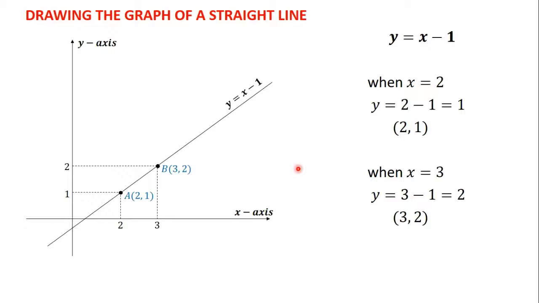When we were finding these 2 points, we made the assumption that x is equal to 2 and x is equal to 3. These are assumptions. You can also assume any number. The number can be positive or negative. But it is always advisable to assume smaller numbers so that you can easily plot them on the graph sheet. So here we made the assumption that x is equal to 2 and we have the coordinates (2, 1). And we made the assumption that x is equal to 3 and we have the coordinates (3, 2). You plot these coordinates on the graph sheet, then you draw a straight line through them.